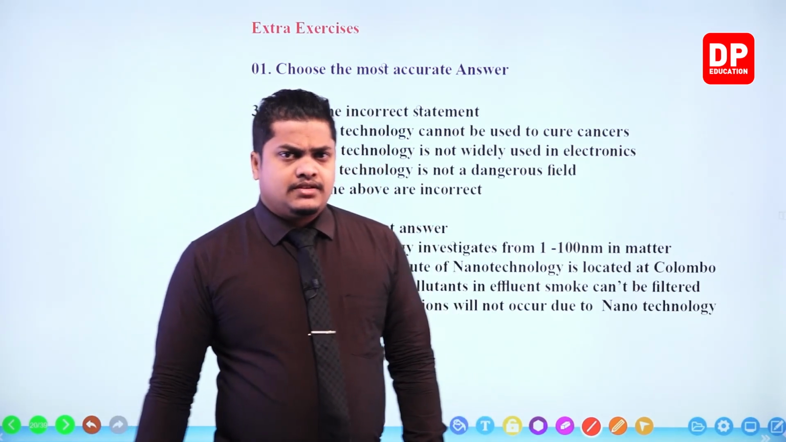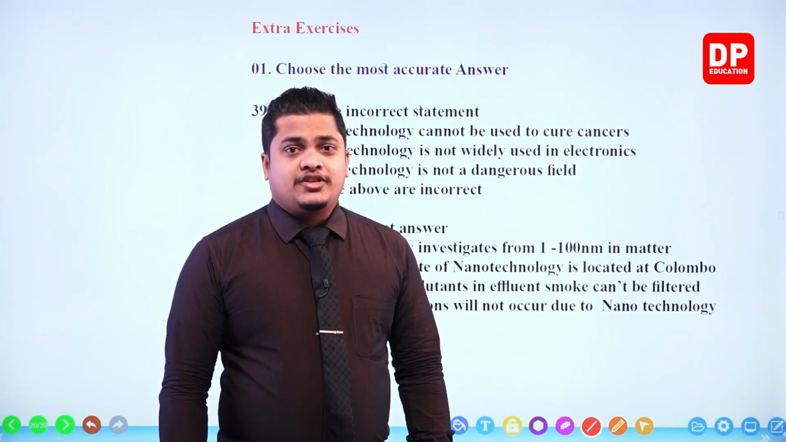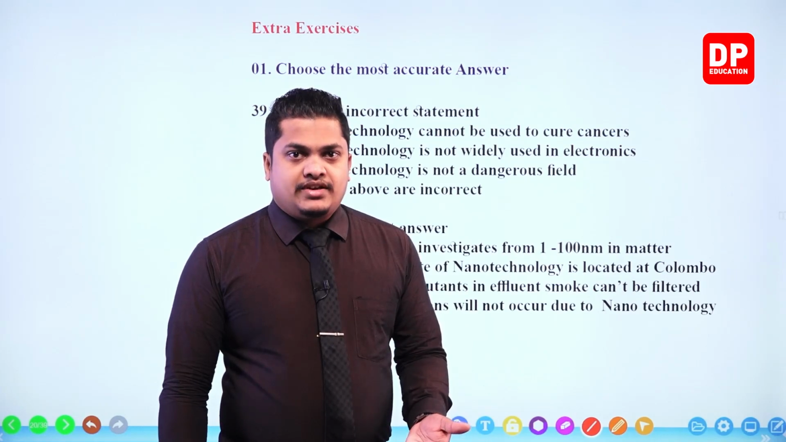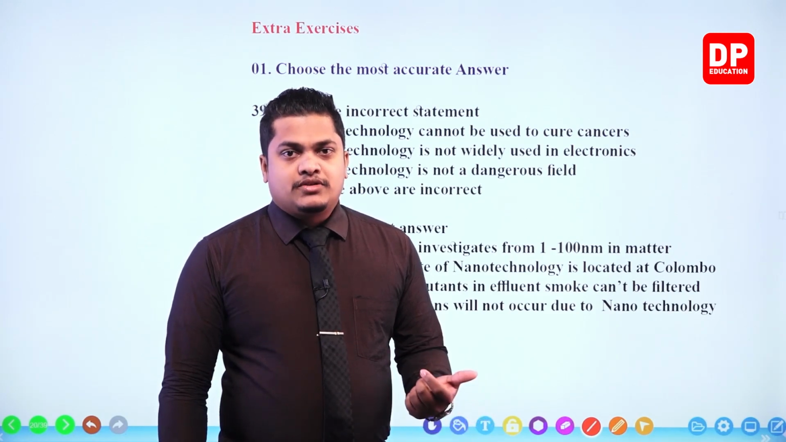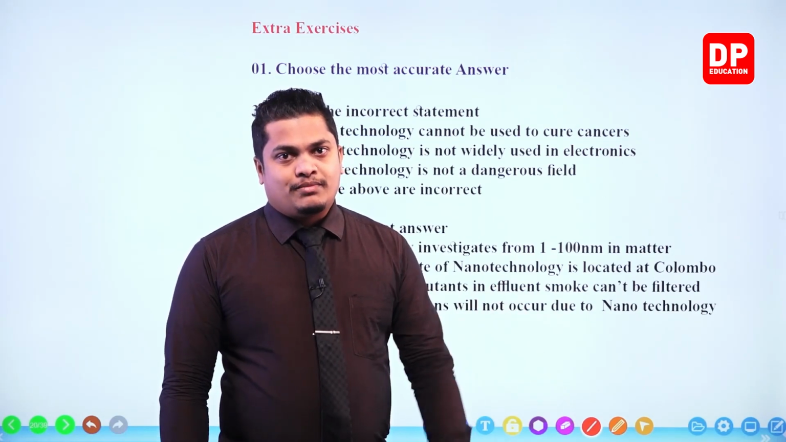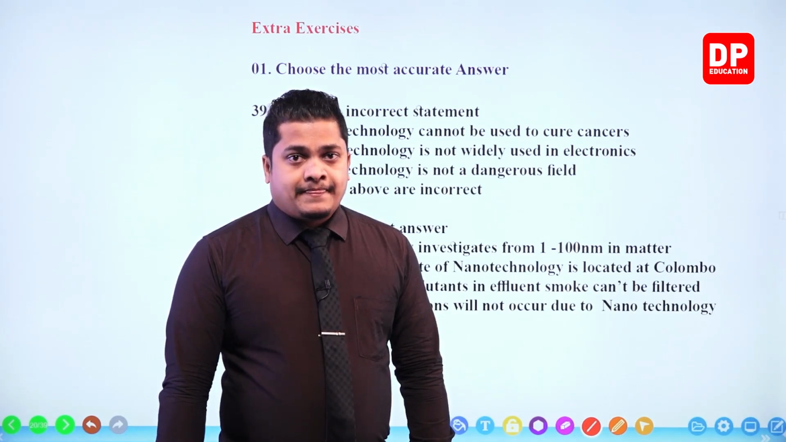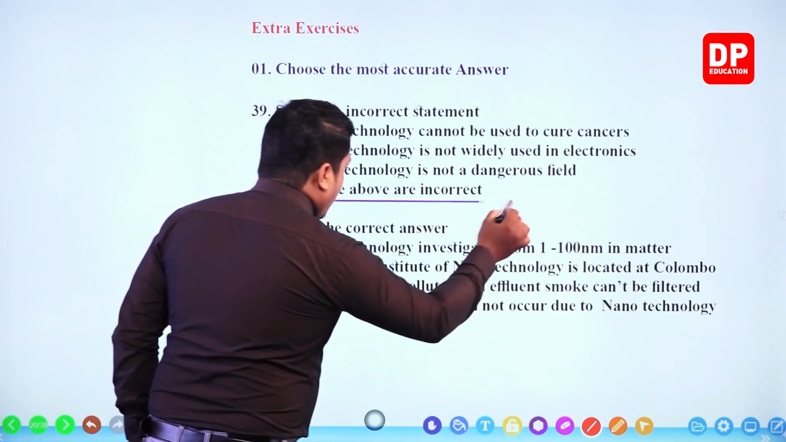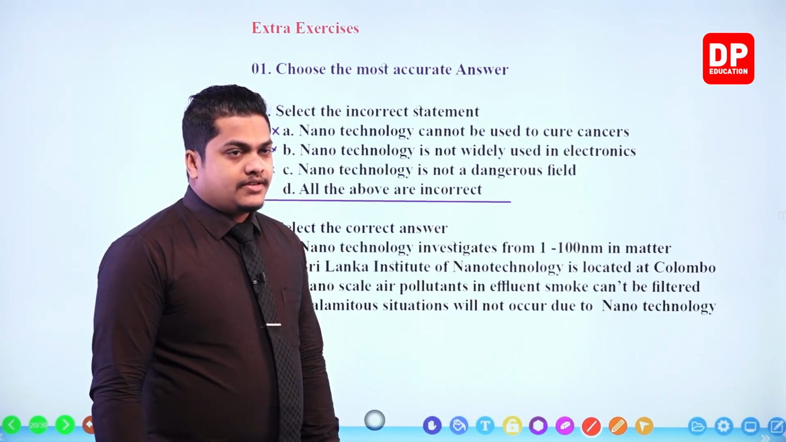Nanotechnology is not a dangerous field. It's not a dangerous field. Is it correct? Actually, it is not. Each and every science is somewhat dangerous, because according to the mindset of the person who is going to use it, it's going to be dangerous. Okay? There are benefits, and also if the science has been misused, then it's going to be an issue. So it's a dangerous field. Okay? It is mentioning that it is not dangerous. So therefore, that is also incorrect. So our answer should be all the above are incorrect. All of these things are incorrect. Right? Next one.